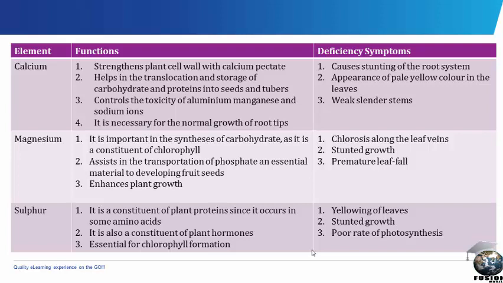Sulfur. Sulfur is a constituent of plant protein since it occurs in some amino acids. It is also a constituent of plant hormones and it is essential for chlorophyll formation. Deficiency in sulfur causes yellowing of leaves, stunted growth, and poor rate of photosynthesis.